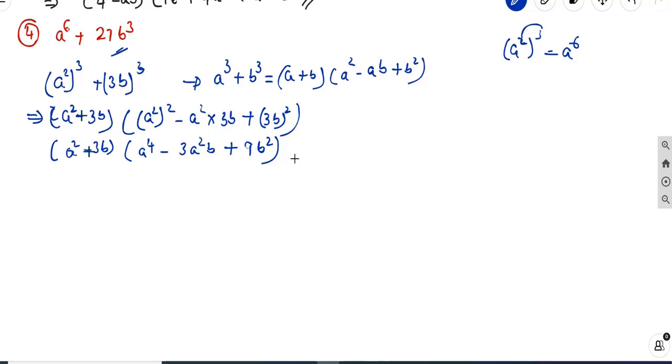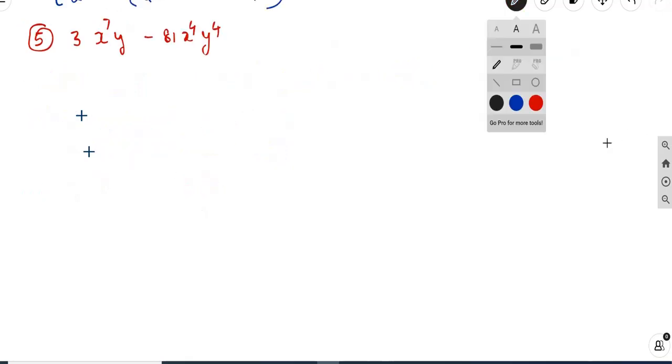So we'll go for the next problem, problem number 5. The problem is x to the power of 7 y minus 81 x to the power of 4 y4. What we have to do is put it in the form of a cube. We can take 3 common, we can take x common, and we can take y also common here.